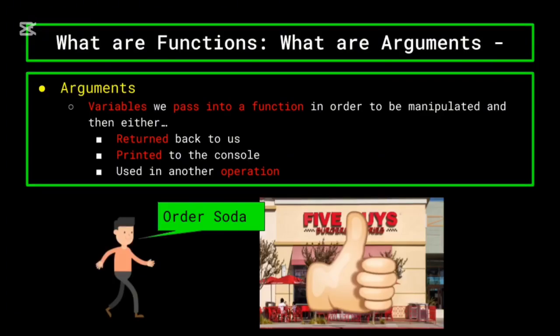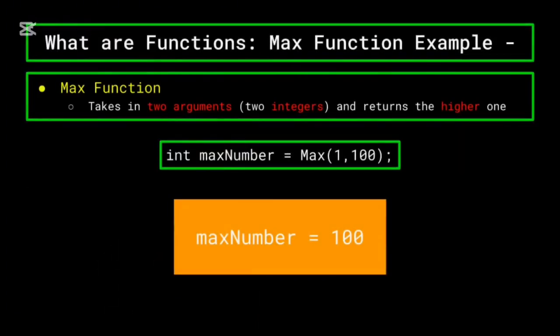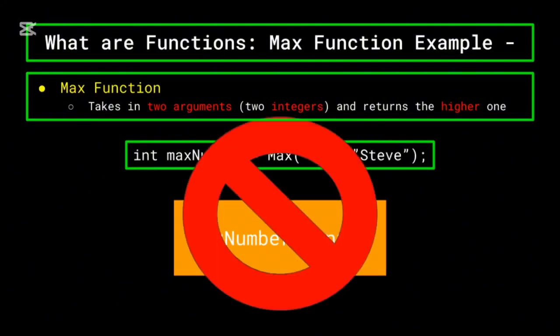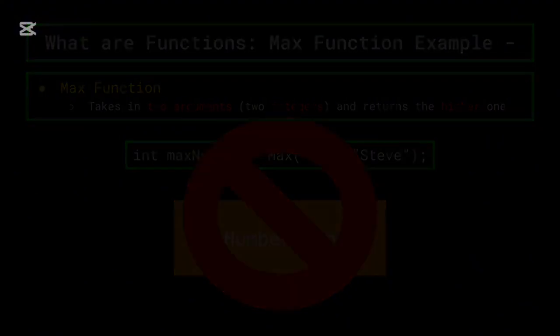As an example of a function that takes in arguments, let's look at the max function, which takes in two integers as arguments and returns the maximum number between the two. Now for this function, if you don't input two numbers or variables for it to compare, it's going to throw you an error, just like the Five Guys employee. He doesn't know what you want to eat since you didn't provide him with any arguments, and the computer doesn't know which two numbers you wanted to compare and return since you didn't provide it with two integers.